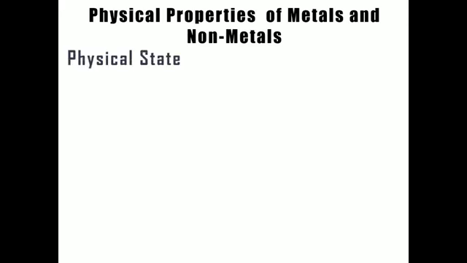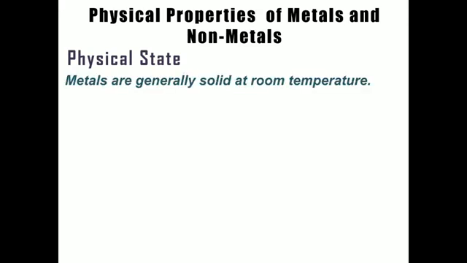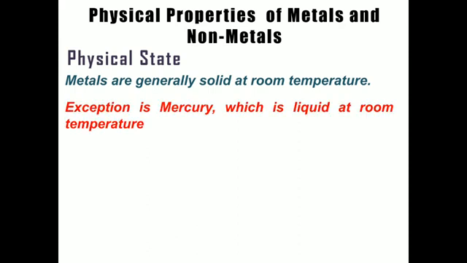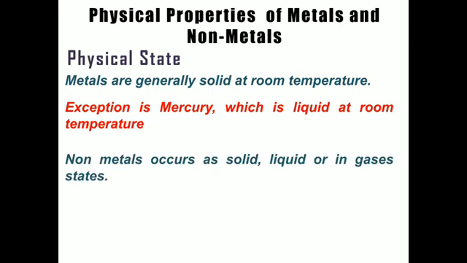First is the physical state in which these metals and non-metals are available. Remember, metals are generally solid at room temperature. Maximum metals are solid in state at room temperature. But yes, we have an exception in this case, that is mercury. Mercury is a metal which is liquid at room temperature. But normally non-metals occur in all these states. It may be solid, liquid, or gaseous. So this is the first difference between metals and non-metals.